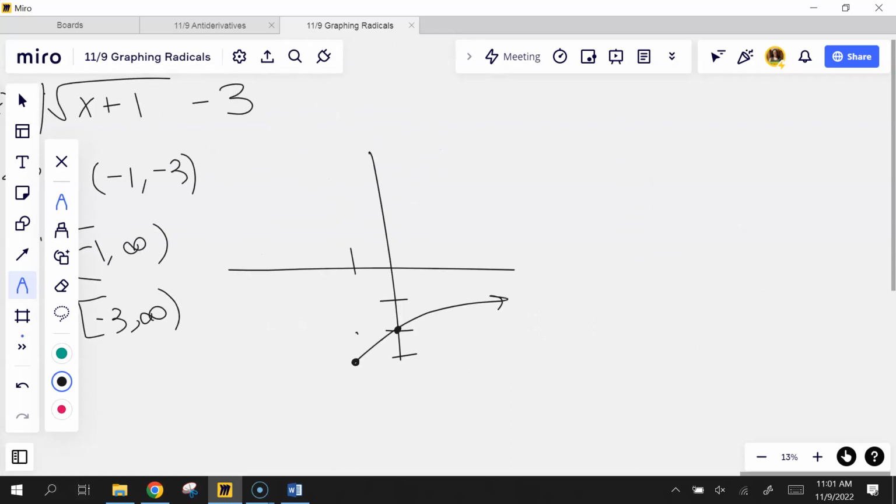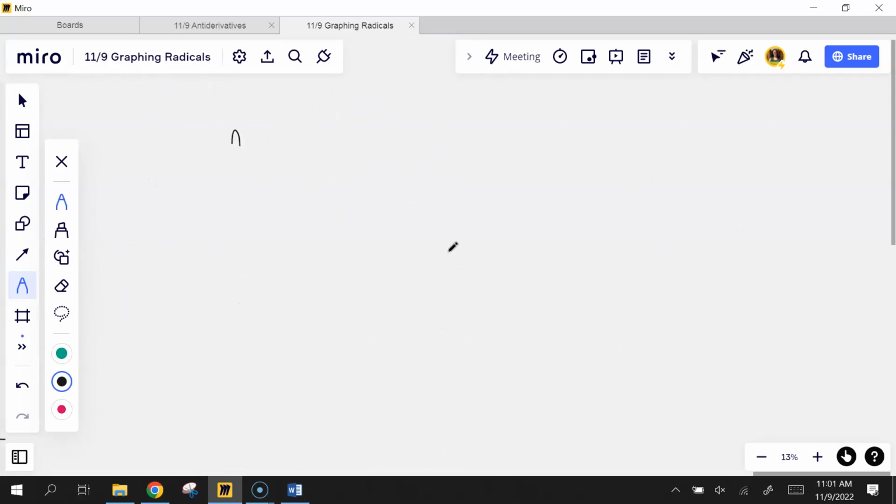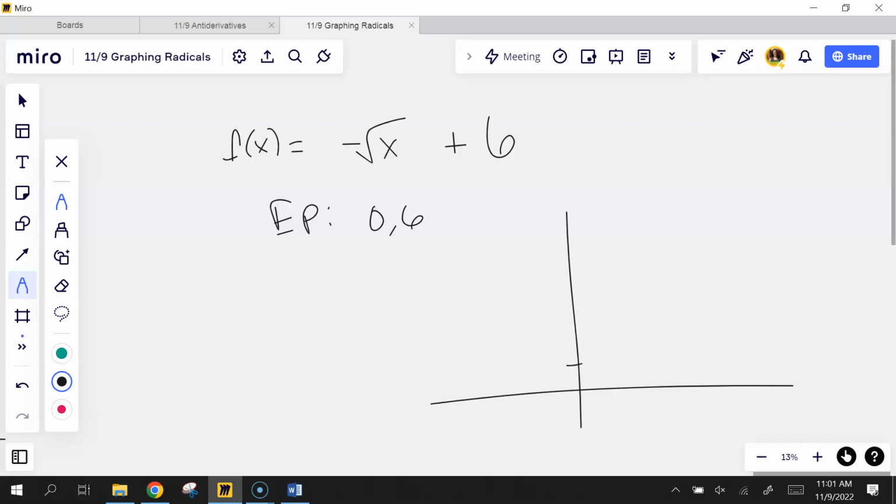Look at the next one. It's flipped and up 6. Everybody agree? Okay. What's my endpoint? 0, 6. 1, 2, 3, 4, 5, 6.